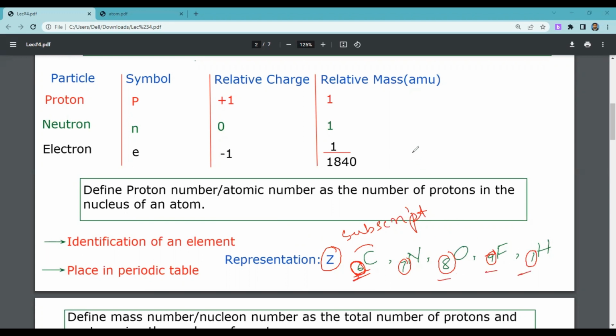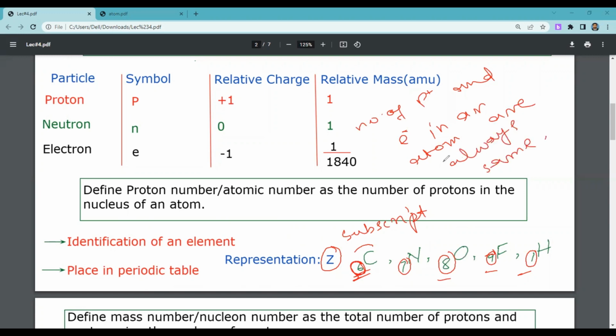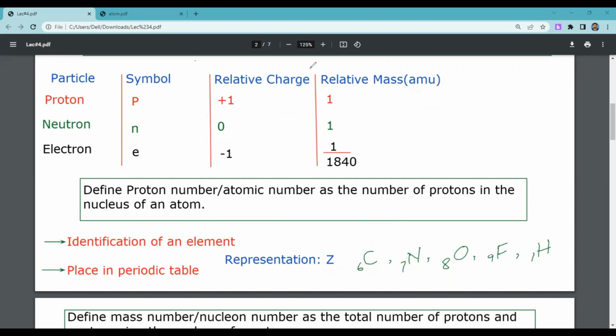One thing more I want to discuss here: the number of protons and electrons in an atom are always the same. Due to this reason, the atom is neutral, because positive and negative charges cancel the effect of each other and neutrons have no charge. If some electron escapes or enters the atom, then the atom will gain some charge, and at that moment the atom will be called an ion.